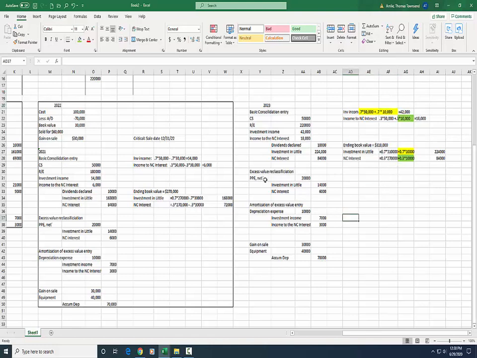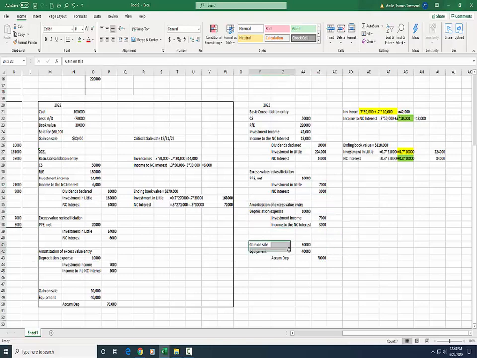The excess value reclassification, again, started at 50, then it was 40, then it was 30, then it was 20, now it's down to 10. So we got 1 more year left to go, and that's split, as always, 70-30. And we have another year of excess value amortization.